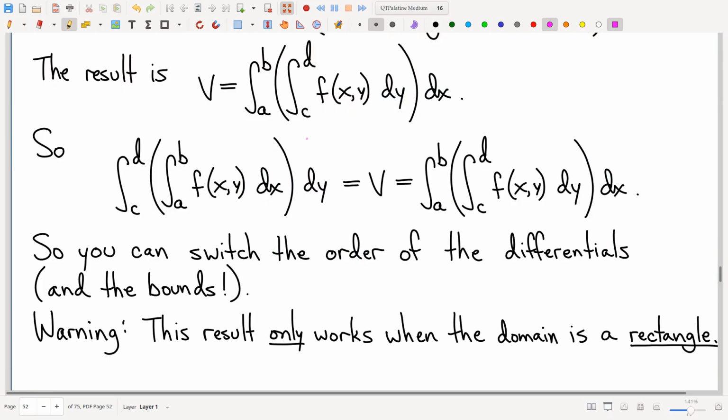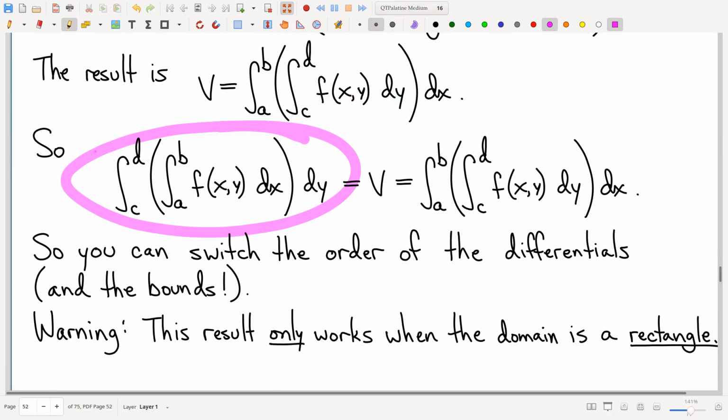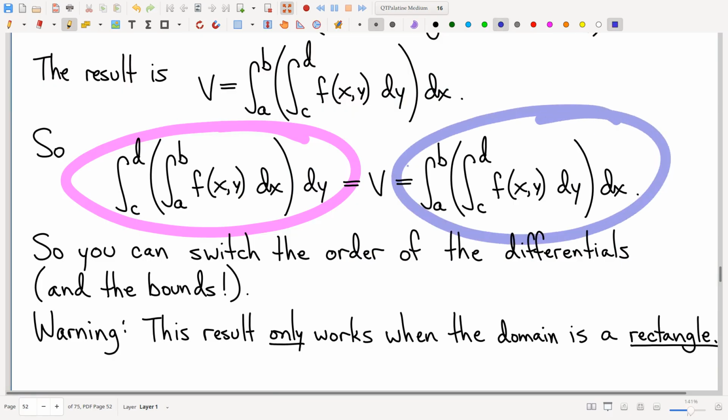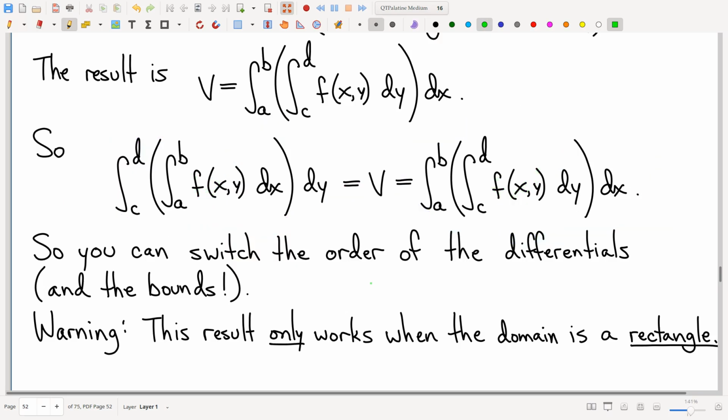So you can do it dx dy, or you can do it dy dx. And what's nice is you will have the same integrand in both cases. And you'll also, and I'm going to be really careful how I say this, you'll have the same bounds in the sense that y will be going from c to d in both cases, right?